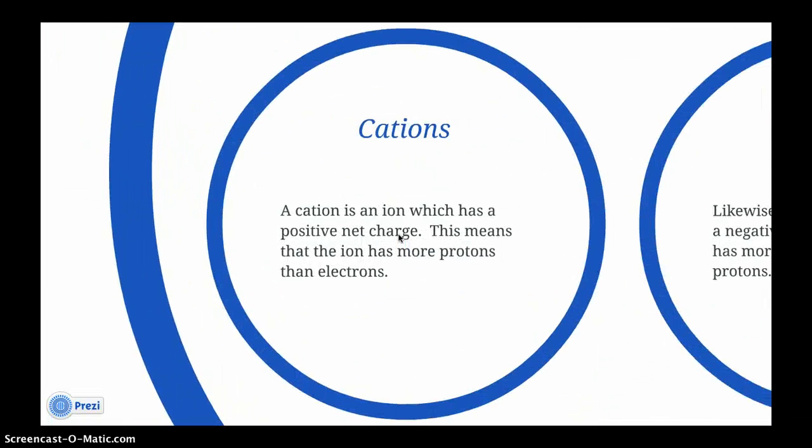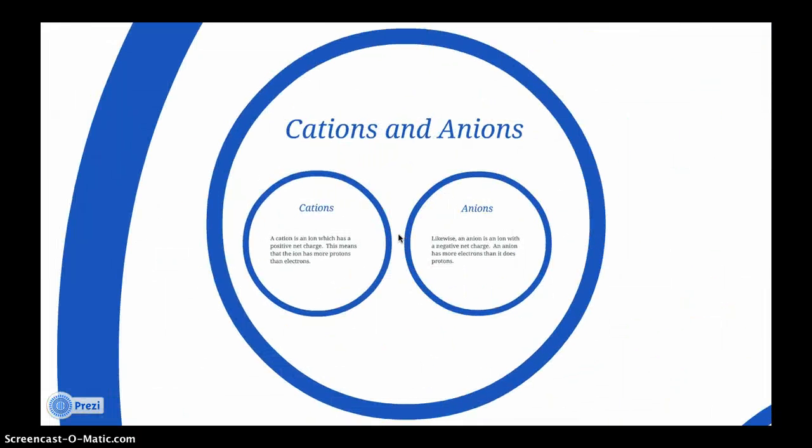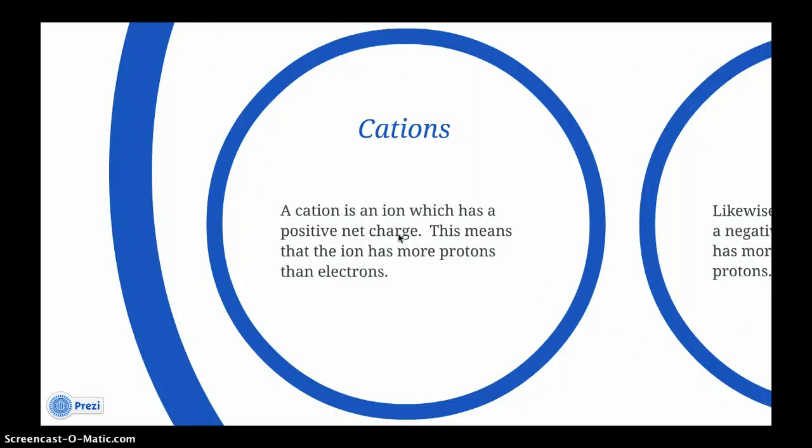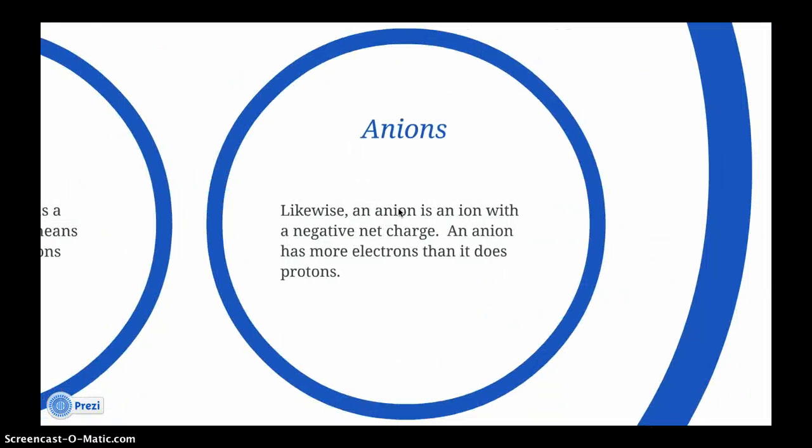Then we have cations and anions. A cation is an ion which has a positive net charge. This means that the ion has more protons than electrons. And likewise, an anion is an ion with a negative net charge. An anion has more electrons than it does protons.